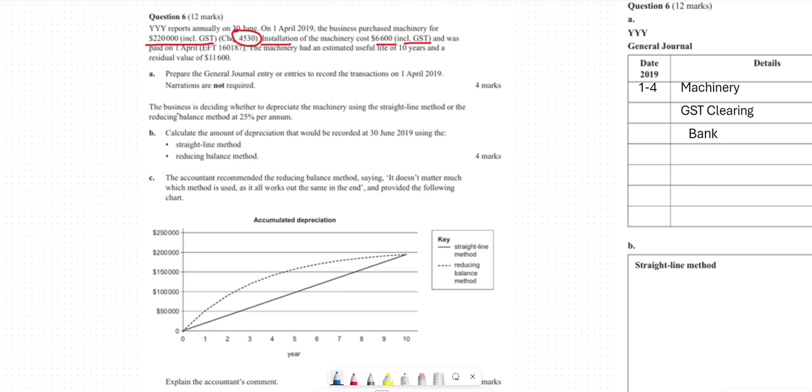Then we get to part B. Part B, the business is deciding whether to depreciate the machinery using straight line or reducing balance. Calculate the amount that would be reported at the end of June. So that's important in terms of the date.